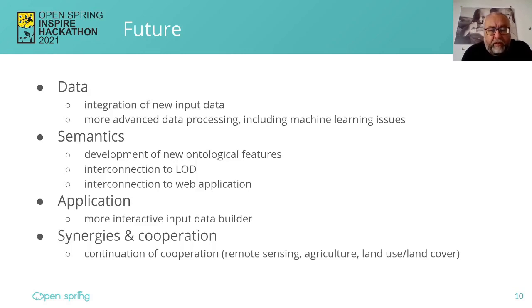And the last one, synergies and cooperation. We would like to continue this cooperation and to test other types of remote sensing, agriculture, and land use, land cover data.